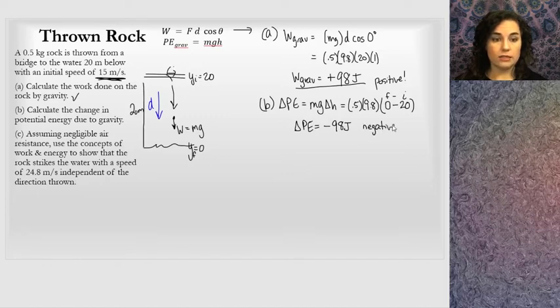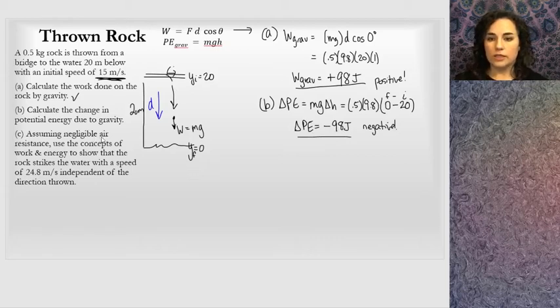And does that make sense? Yes, we are losing potential energy. The rock starts with a lot of potential energy. It's high above the ground. The gravitational field has a lot of potential to do work on that rock when it's that high above the ground. When it falls down, it loses potential energy, and thus we're getting a negative sign.